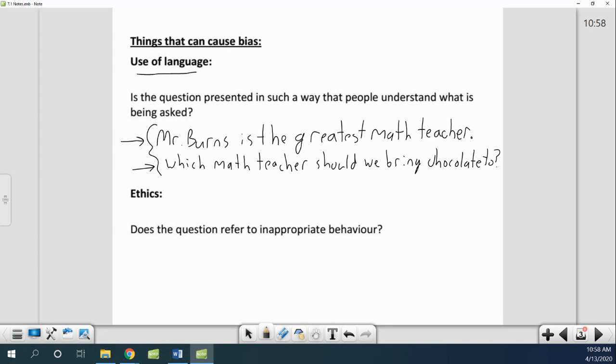If you use really, really big, complicated words in a lot of your questions, well, people might not understand what's being asked. You might be biasing it in that only people with big vocabularies would understand the question. If you are missing some information in this little intro sentence, they might not know what is being asked or what you're looking for.